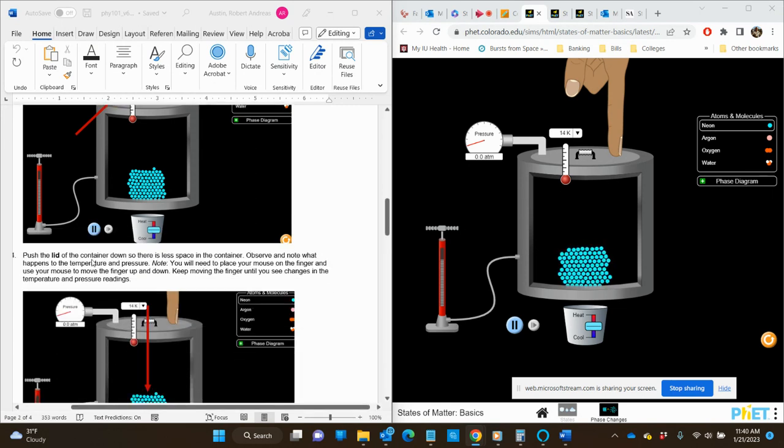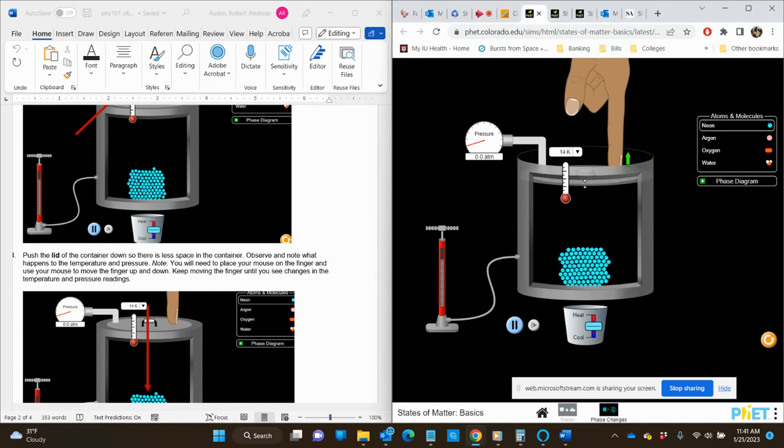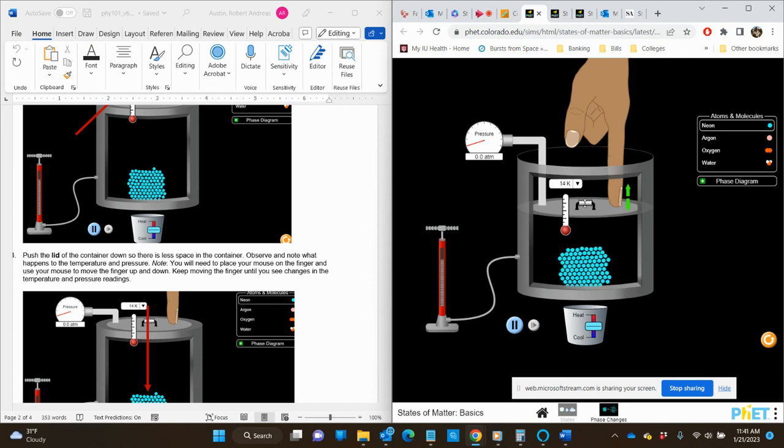Now it says push the lid of the container down so there's less space in the container. Observe and note what happens to the temperature and pressure. Note you will need to place your mouse on the finger and use your mouse to move the finger up and down. Keep moving the finger until you see changes. So I'm moving it down, and do I see any changes in temperature or pressure yet? I'll let you answer that question.